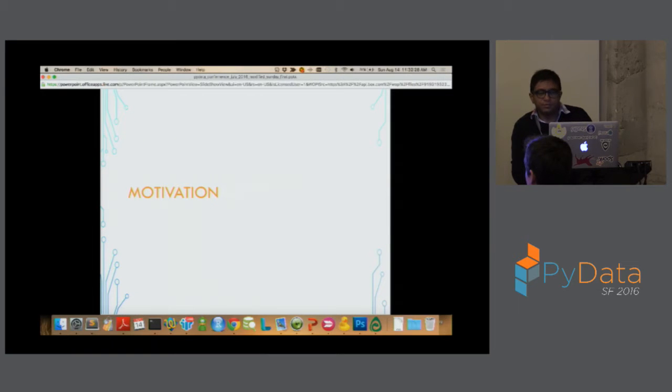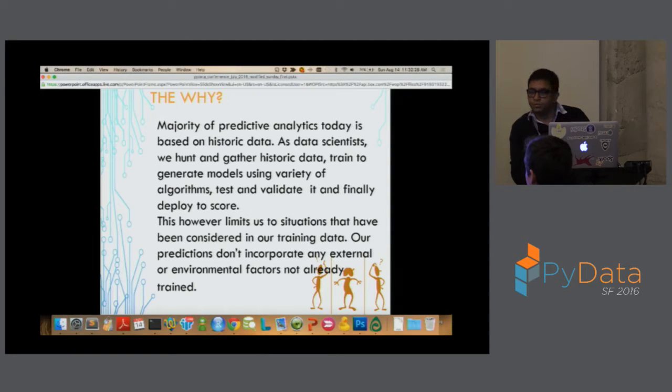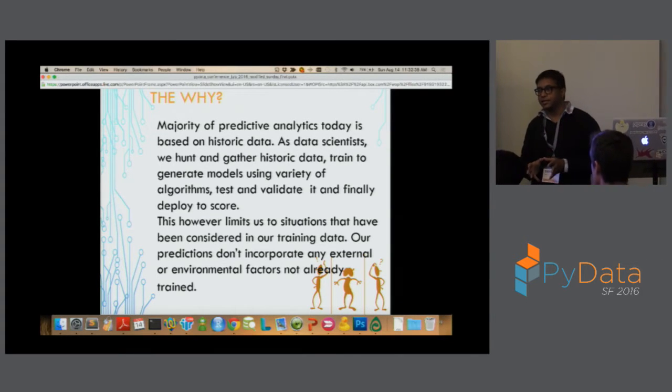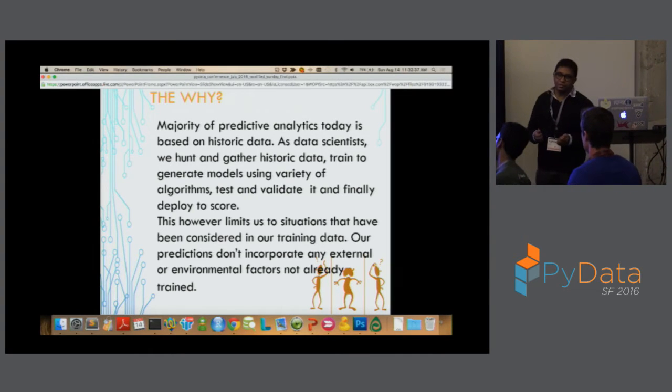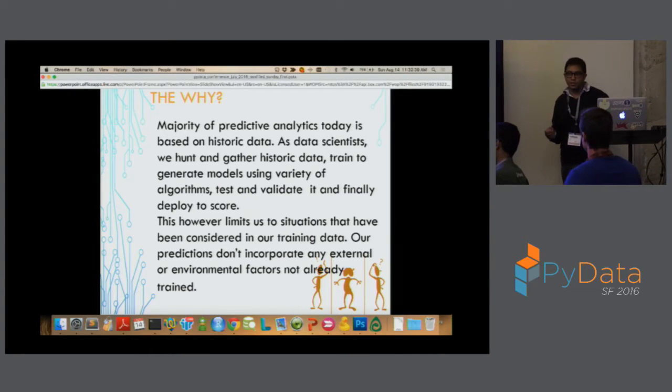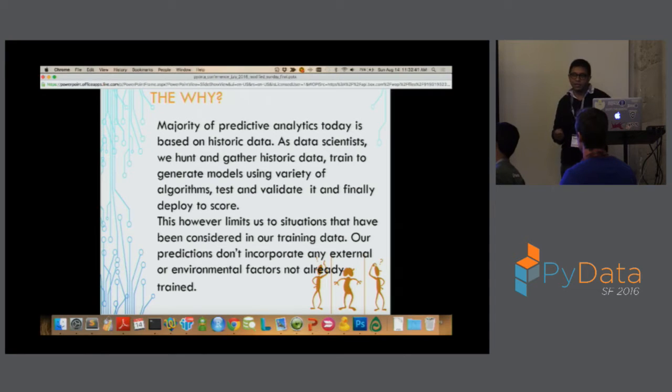So the motivation. Majority of the predictive analytics today is based on historic data. As data scientists, we gather data, we train the data using a variety of algorithms, we test it, validate it, and finally deploy our models. There might be a variety of ways of deployment, and we can have another discussion on model deployment strategies. For the purpose of this discussion, I'm taking a different angle.